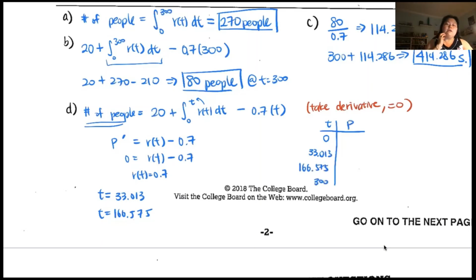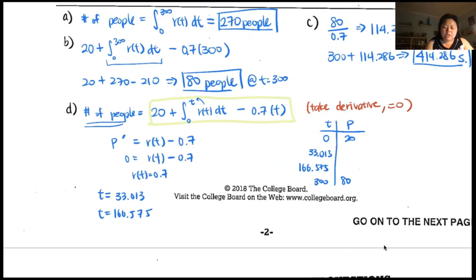How many people are there in line? So initially at 0, we have 20 people in line. We know that. At 300, we know based on part B, at t equals 300, we have 80 people in line. Okay, so how do we know the rest of these? We've got to put them into the calculator and plug it into this equation right here. This is the equation we're going to plug the t into, right? So we're going to plug in 33.013.